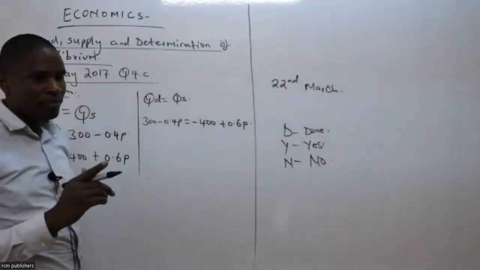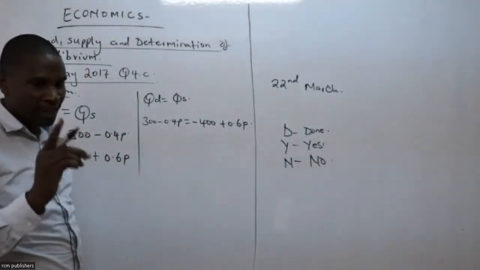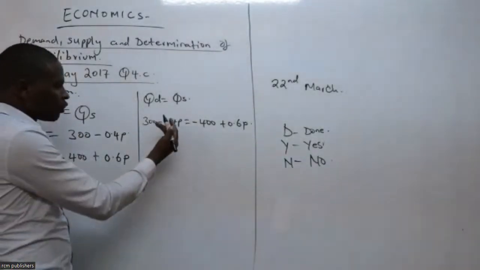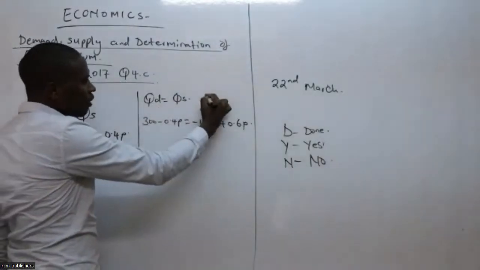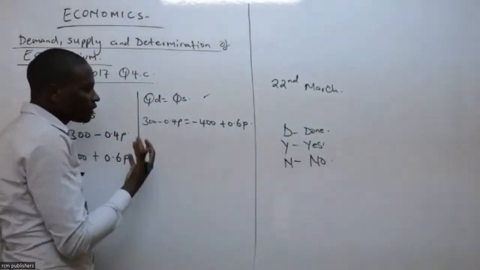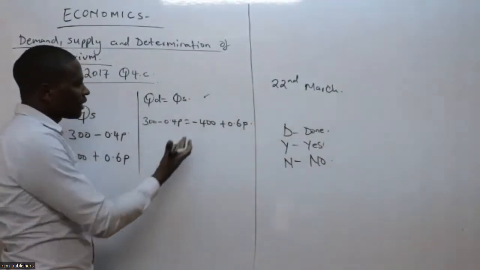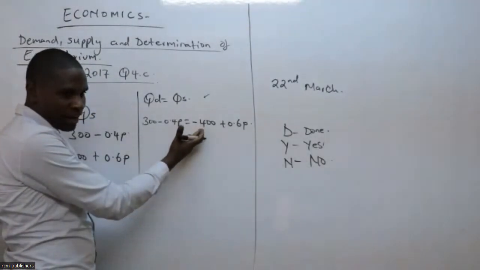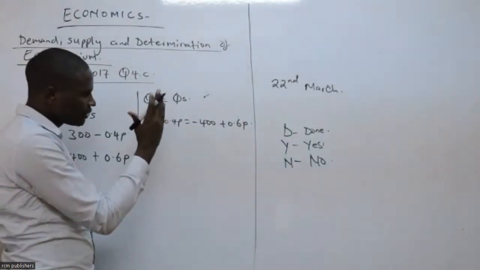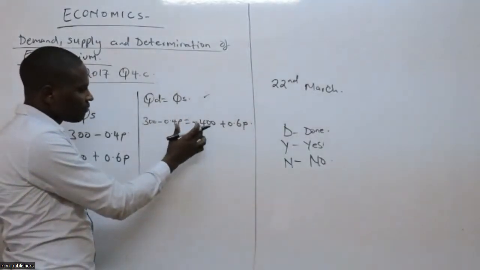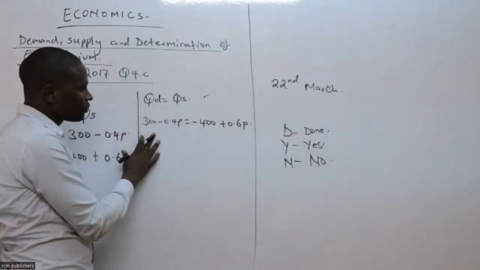At equilibrium, QD is equal to QS. Asante. Anthony is telling us so. In this case, we already have that. Now, let's bring the like terms together. I can see an integer here, whatever Aaron is telling us. I can see we have minus 400 and we have positive 300.